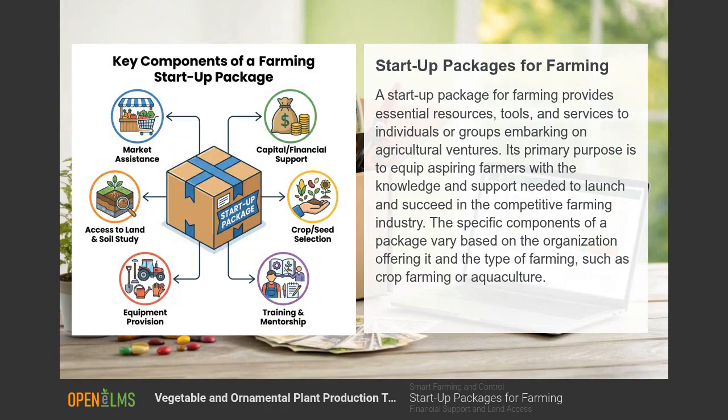Startup packages for farming. A startup package for farming provides essential resources, tools, and services to individuals or groups embarking on agricultural ventures. Its primary purpose is to equip aspiring farmers with the knowledge and support needed to launch and succeed in the competitive farming industry. The specific components of a package vary based on the organization offering it and the type of farming, such as crop farming or aquaculture.